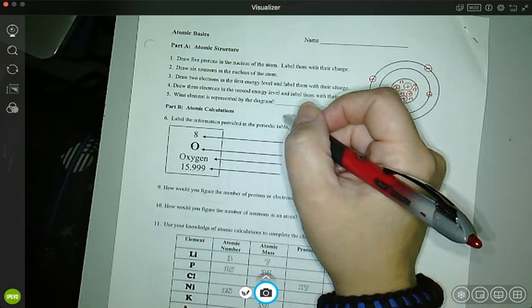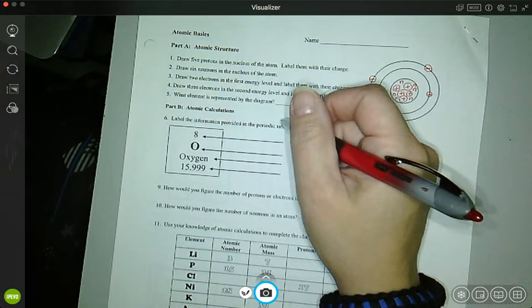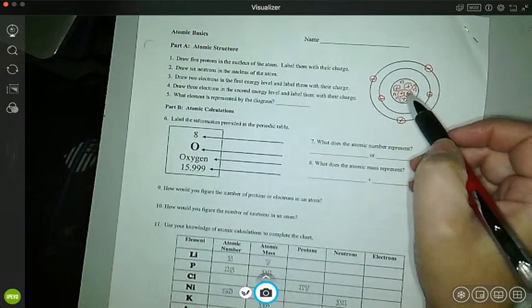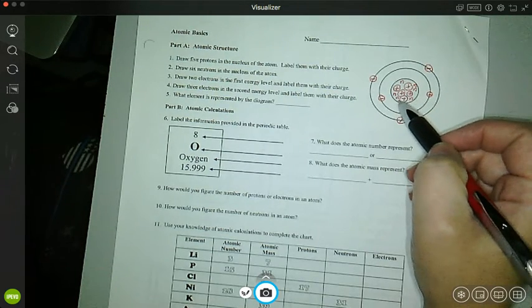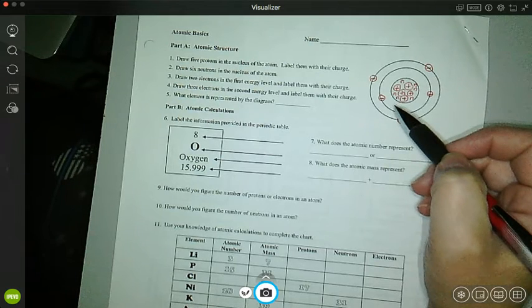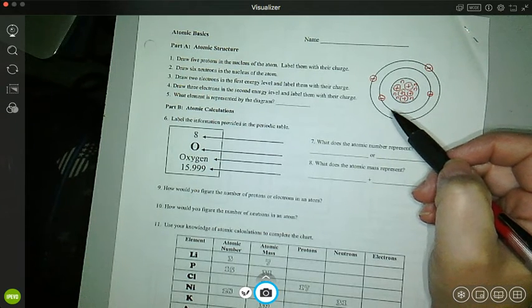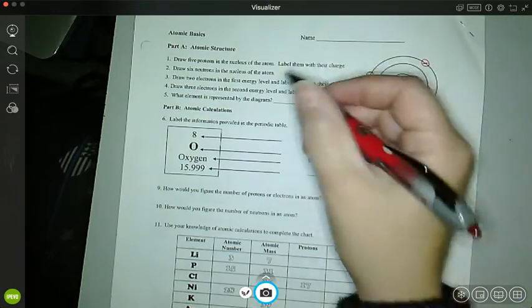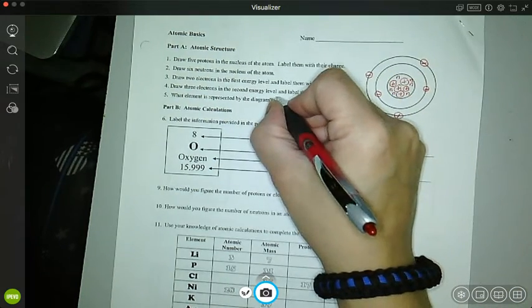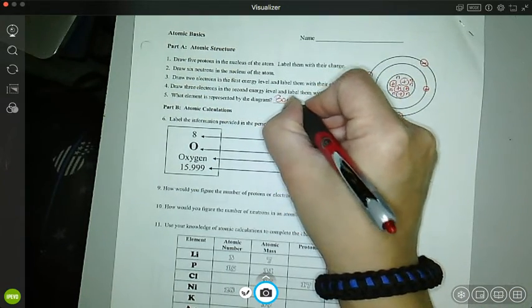What do you have to look at? How do you know what element this is? What are you looking at? The number of what? Protons. How many protons do you have? So where are you looking on the periodic table? 4. Very good. You're looking at number 5 on the periodic table, which is boron.